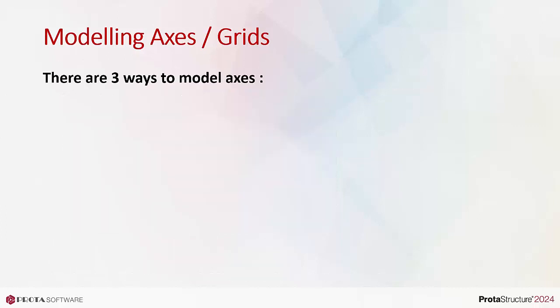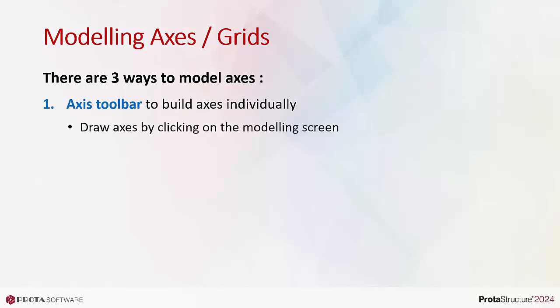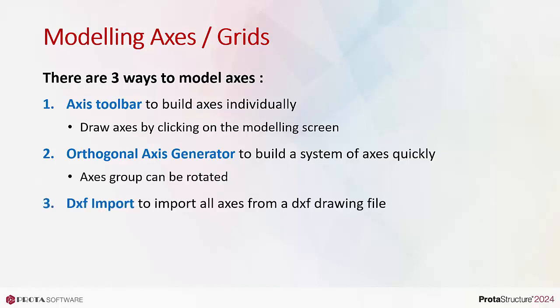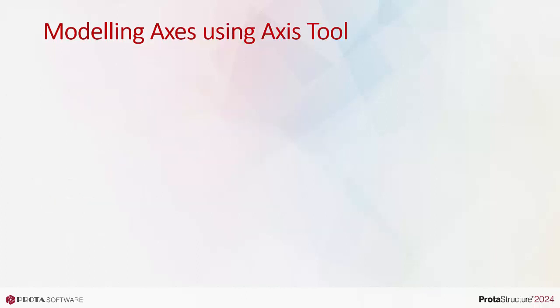There are 3 ways to model axes. Firstly, you can use the Axis tool to build axes individually. Draw axes by clicking on the modeling screen. Secondly, you can use the orthogonal axis generator to build a system of axes quickly. The axis group can be rotated by keying an angle. Thirdly, you can use DXF import function to import all axes from a DXF drawing file. This can only be done for a new project where no axis exists.